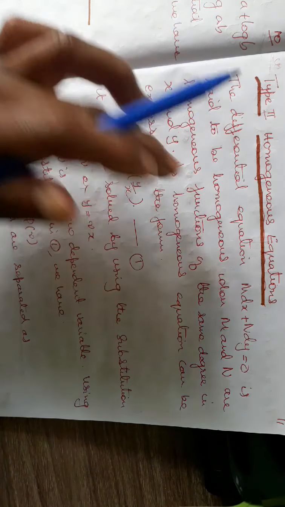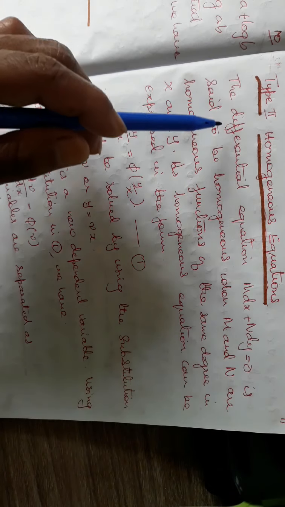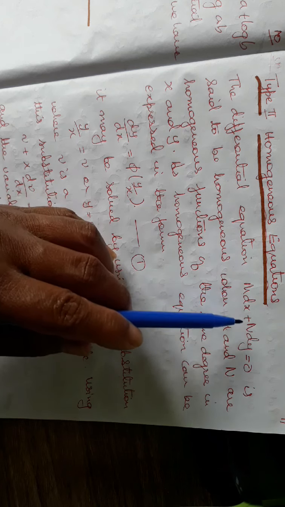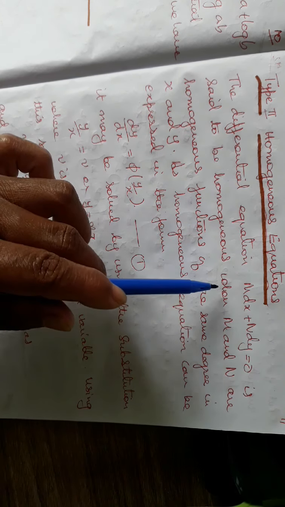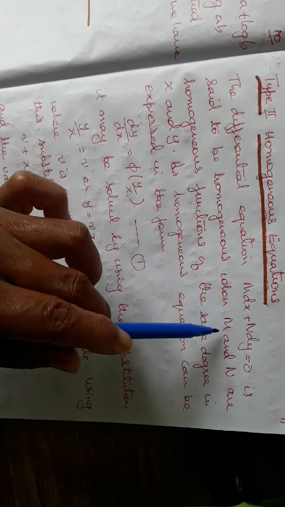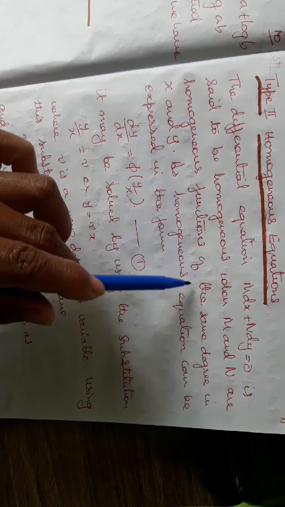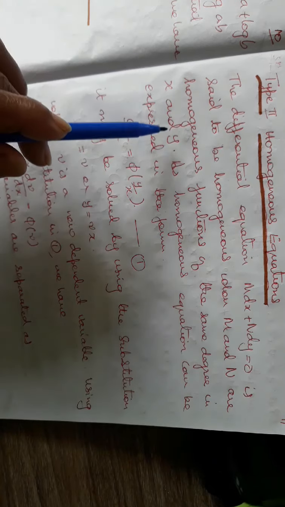So next we come to the next topic in this method of differential equations of first degree and first order: the homogeneous equation. So what is this homogeneous equation? The differential equation M dx plus N dy is equal to 0 is said to be homogeneous when M and N are homogeneous functions of the same degree in x and y.